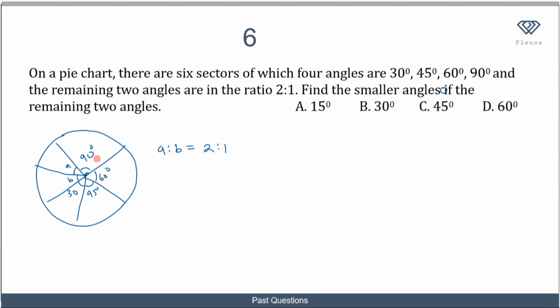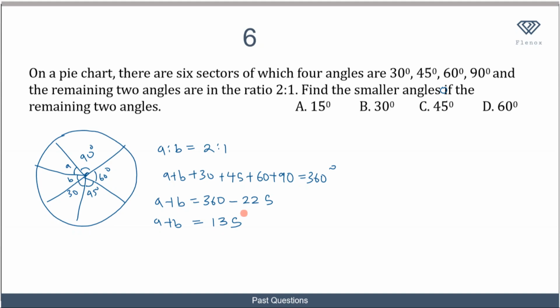We try to solve. We know that the sum of the angles of a circle must be equal to 360 degrees. So I can write that A plus B plus 30 plus 45 plus 60 plus 90 must be equal to 360 degrees. So A plus B will be equal to 360 minus 225, which is 135.